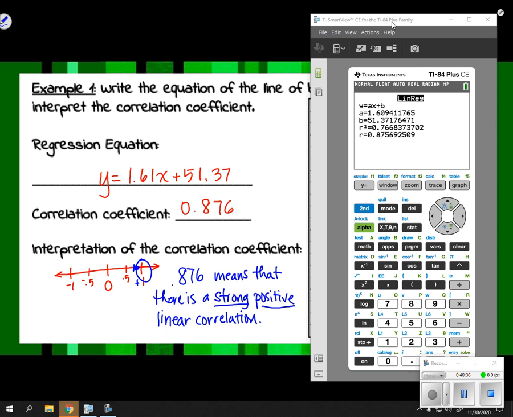So it can't apply to nonlinear functions. When we talk about nonlinears, we just kind of ignore the whole R thing. And there's some other things that you can do with that, but we're just focusing on the linear piece, okay? So 0.876, strong, positive, linear correlation.